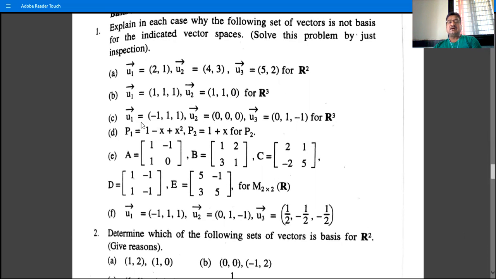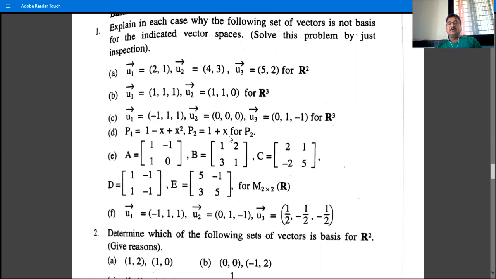Again, this is the next example. This set u1, u2, u3 is not a basis of R3, because one of them is the zero vector, (0, 0, 0). If the set contains the zero vector, then it is not a basis of R3, because the set is linearly dependent. The set u1, u2, u3 is linearly dependent, and therefore the set is not a basis of R3.